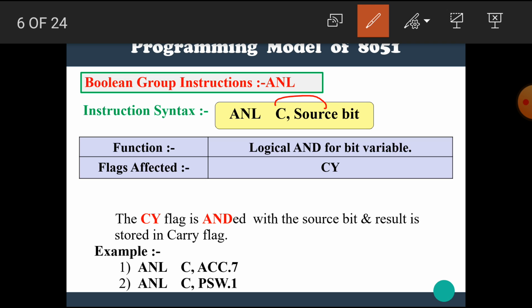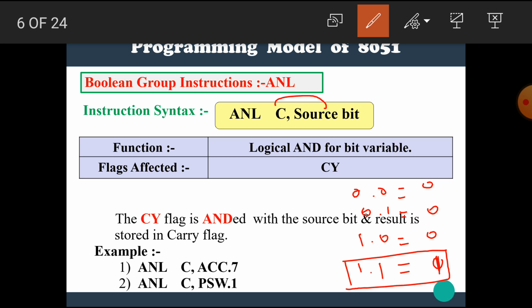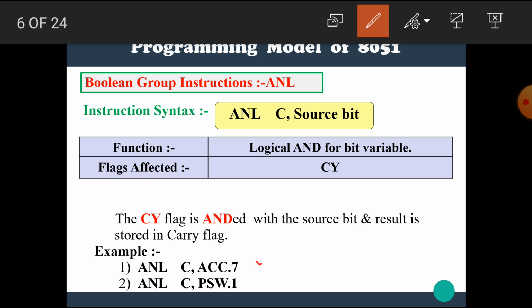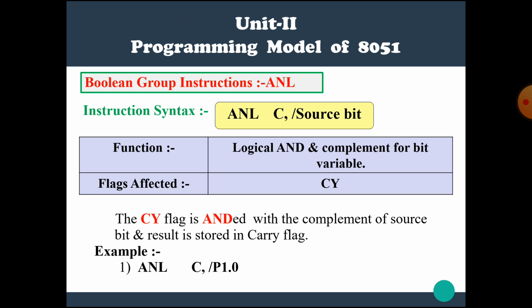AND operation means multiplication operation, and we know that 0 into 0 is equal to 0, 0 into 1 is equal to 0, 1 into 0 is equal to 0, 1 into 1 is equal to 1. That means if both the inputs have the value 1, then the output is 1. This is the AND operation. For example, ANL C, ACC.7, that means the accumulator bit 7 is ANDed with the carry flag and the result is stored in the carry flag. Similarly, in the next example, PSW.1 bit is ANDed with the carry flag. I hope you all understand the AND logic.